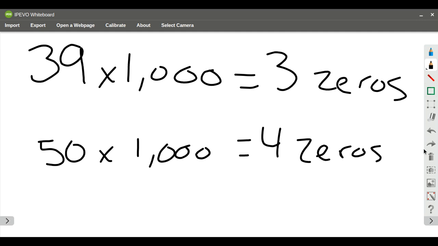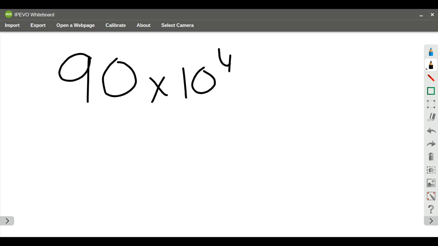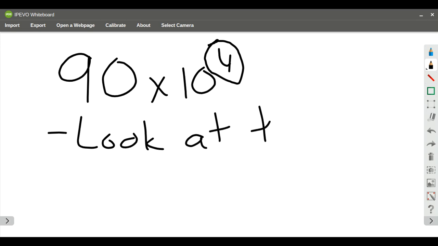Okay. The second question asks, explain how to find the product of 90 times 10 to the 4th power. So because they gave me the place value, or they gave me the exponent, the power of 10, I'm going to look here. So I'm going to look at the exponent. So that's the very first thing I'm going to do.